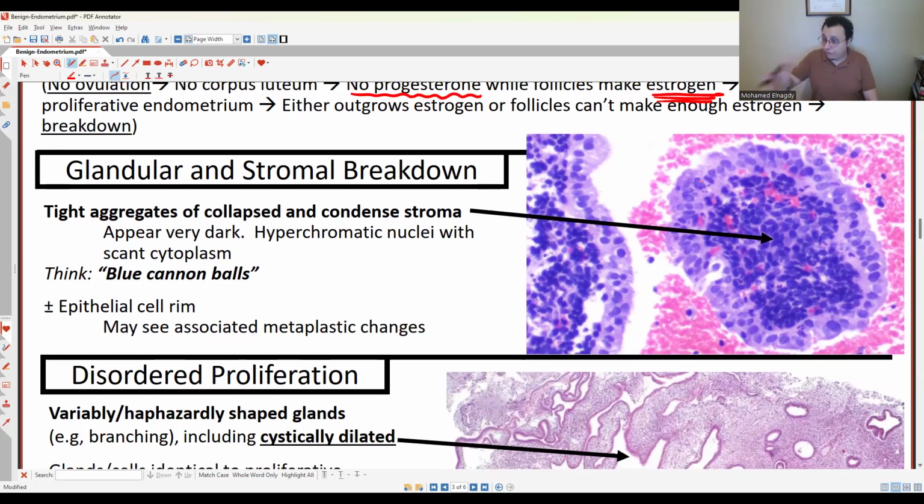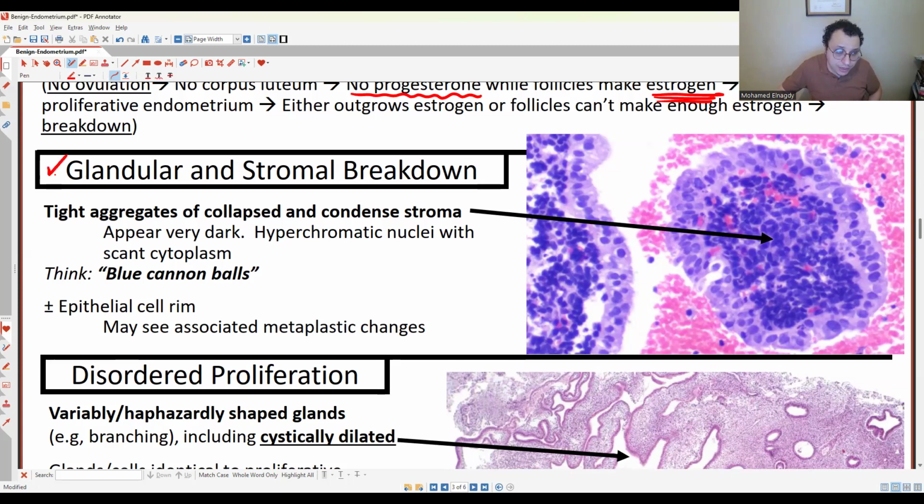Another disease which is very closely related to this kind of dysfunctional endometrium is PCO, polycystic ovarian syndrome, because in PCO there are unruptured follicles which accumulate in the ovary and form cysts. That's why they call it PCO, polycystic ovarian syndrome.